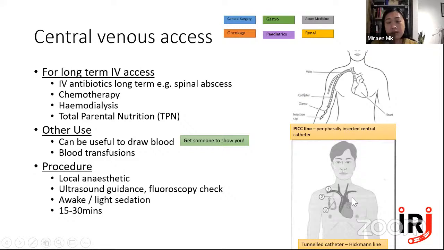So tunneled just means that the end bit of the line, before it comes out to the port where you access to put things in or take blood out, is buried under the skin for further security, so it doesn't move out of place or fall out or anything like that.